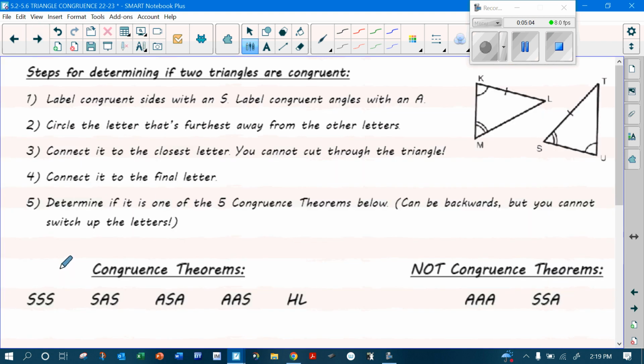All right, so here are some steps for determining if two triangles are congruent. So you're going to label your congruent sides with an S, and you're going to label your congruent angles with an A. So for example, this angle goes with this angle.